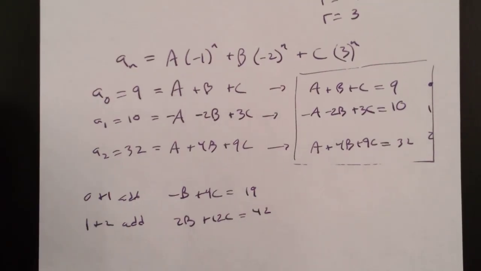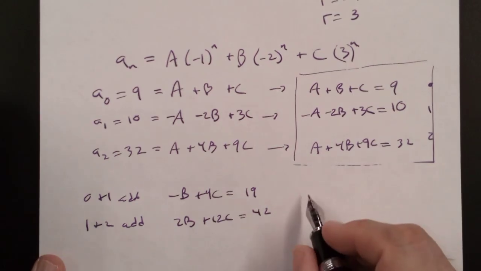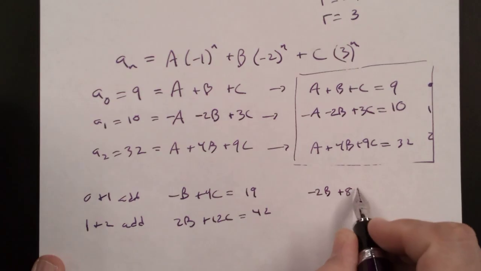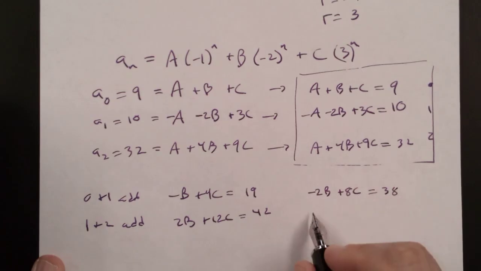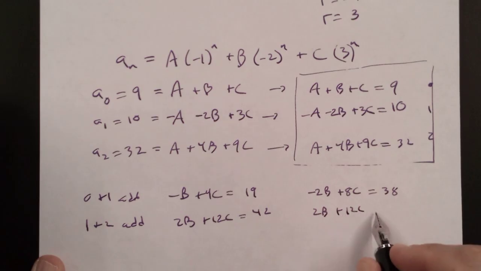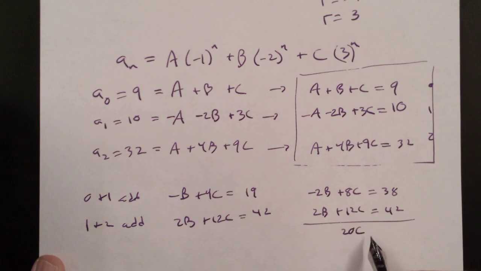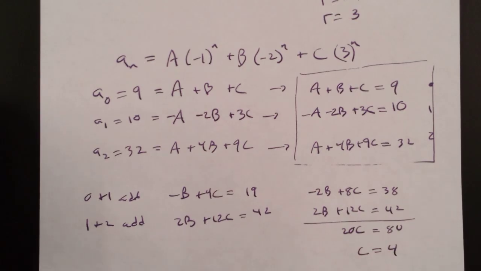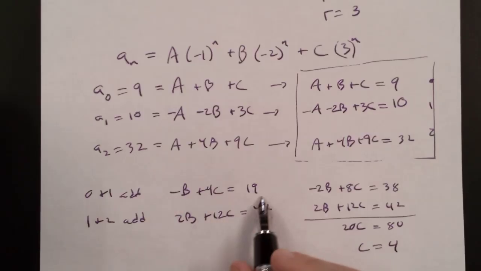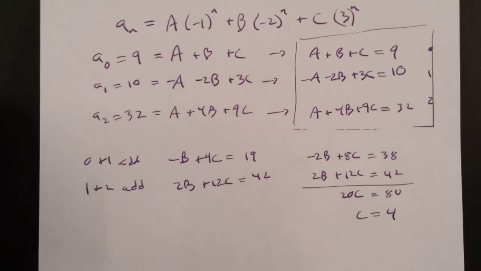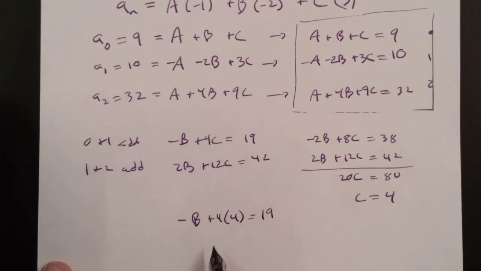Now I have two equations in two variables. I can do that however you want. Multiply the top equation by 2. Add those and I get 20c equals 80. C must be 4. Now I can go back here and figure out the value of b. Minus b plus 4 times 4 is equal to 19. That's 16. If I move it to the other side, I get minus b equals 3. So b must be equal to negative 3.